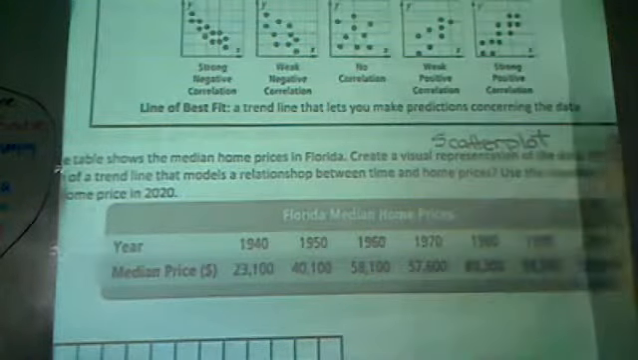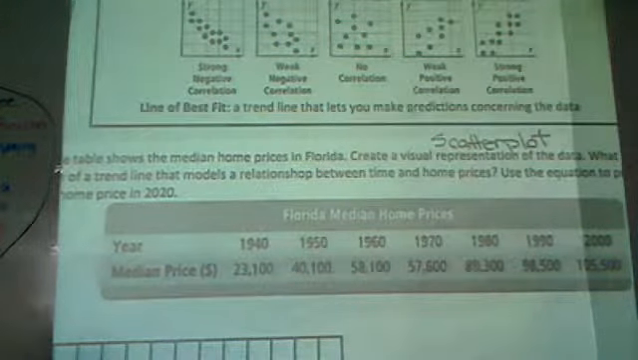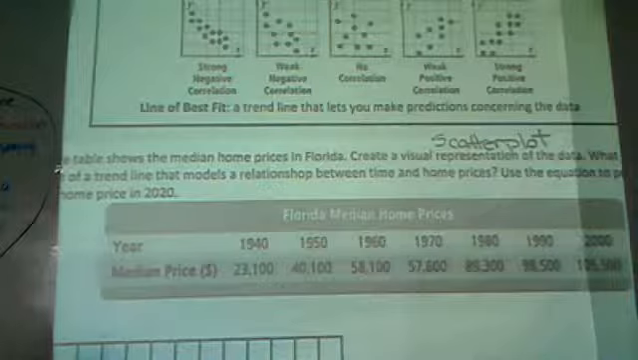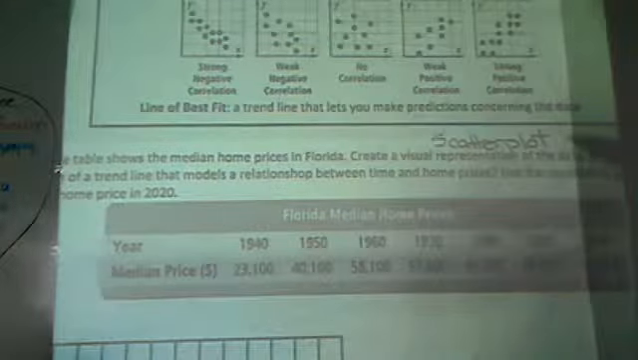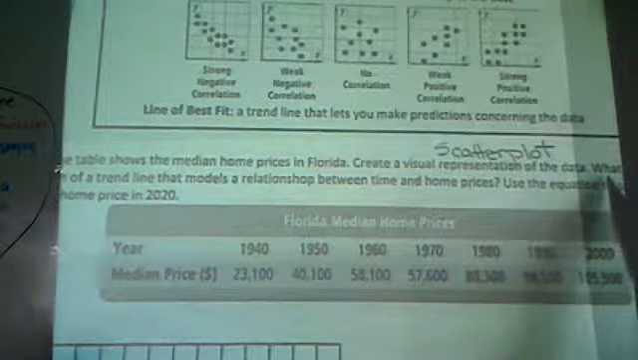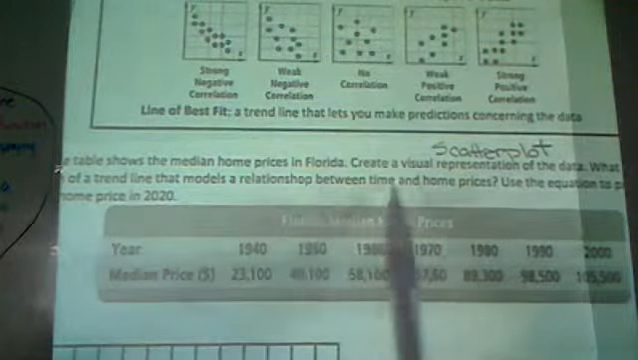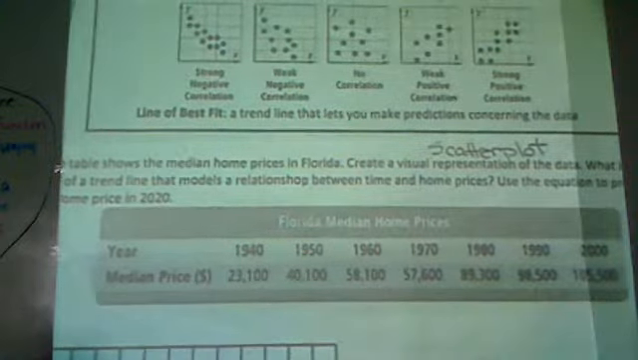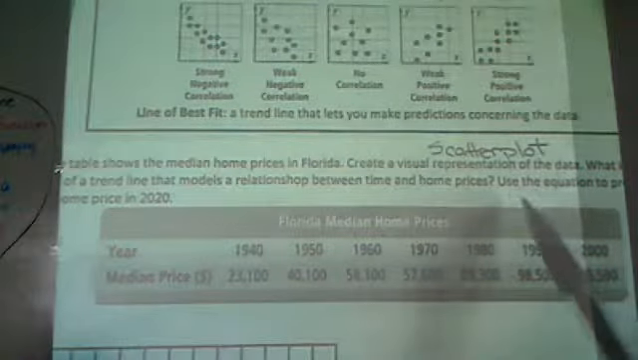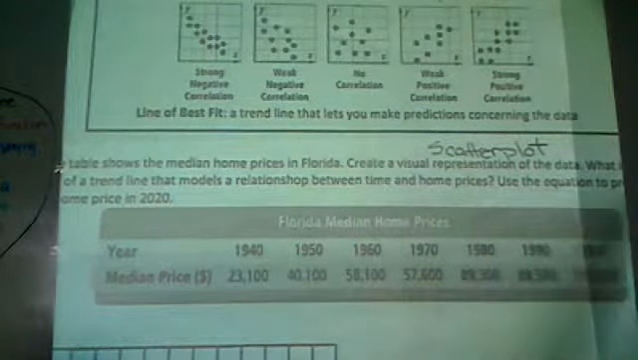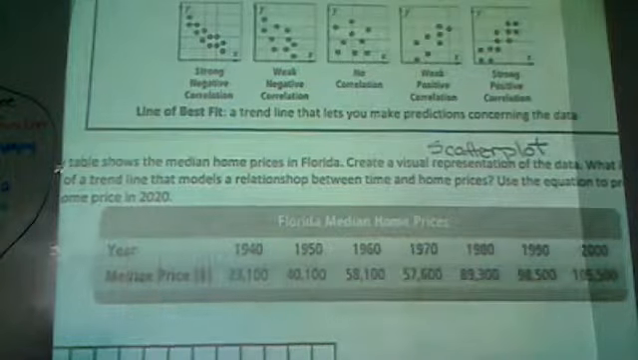Since we are particularly talking about scatter plots, today we will be making a scatter plot. This is not the only type of visual representation we could do. We could do a bar graph. We could do a pie chart. There's many different things we could do. But today we're doing a scatter plot. Then, what is the equation of a trend line that models a relationship between time and home prices? So obviously they want us to find an equation of a trend line or a line of best fit. We will then use the equation to predict the median home price in 2020.